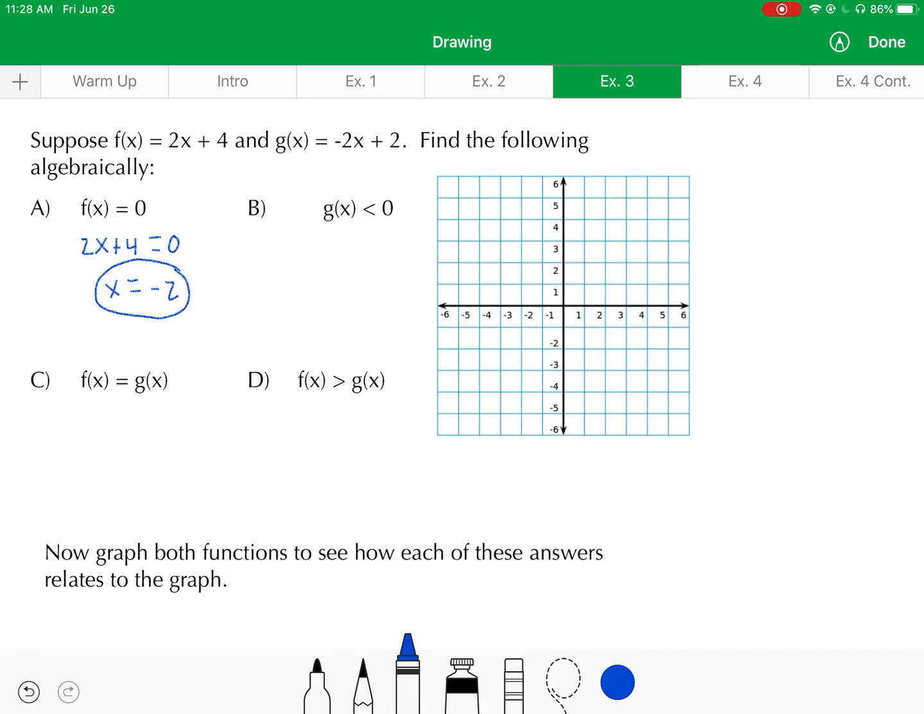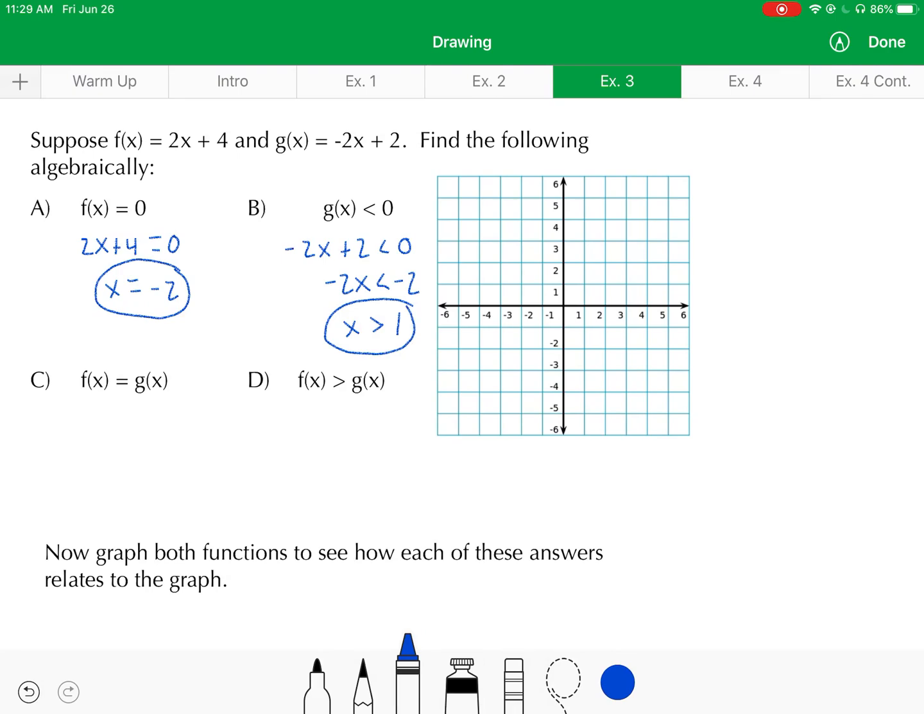Part B, when is g of x less than 0? Well, similarly, I can use substitution here. G of x can be replaced with negative 2x plus 2. So I'll subtract 2 over, divide by negative 2, flip the inequality symbol. That's when x is greater than 1.